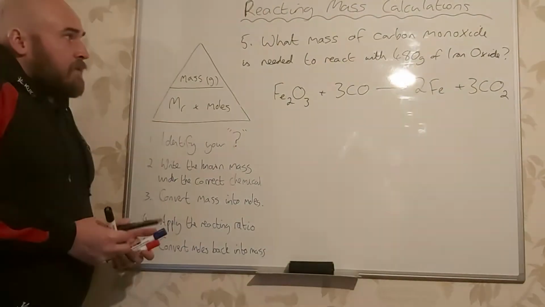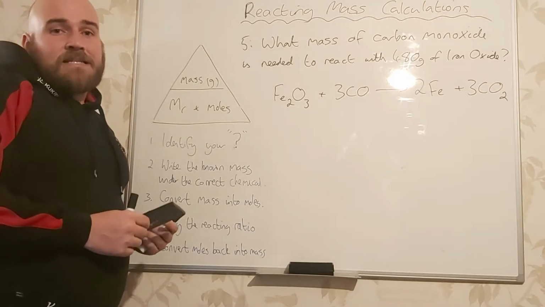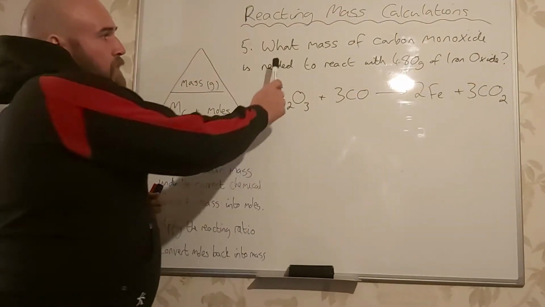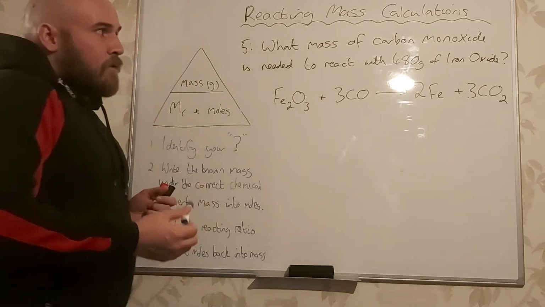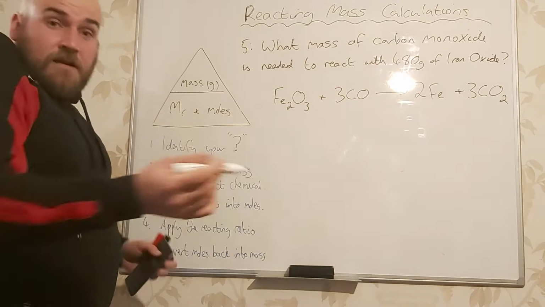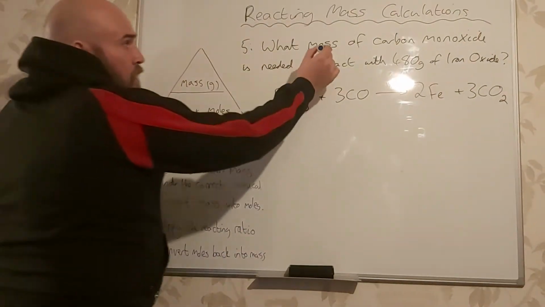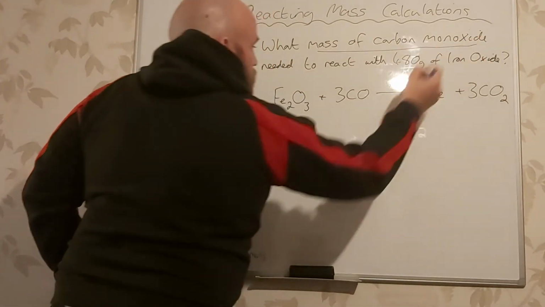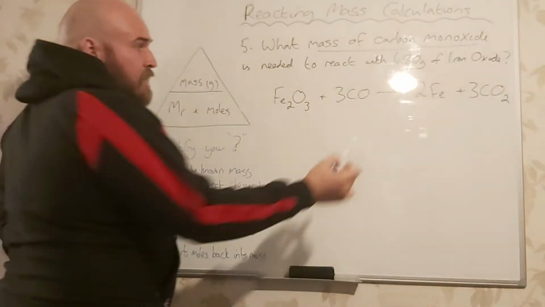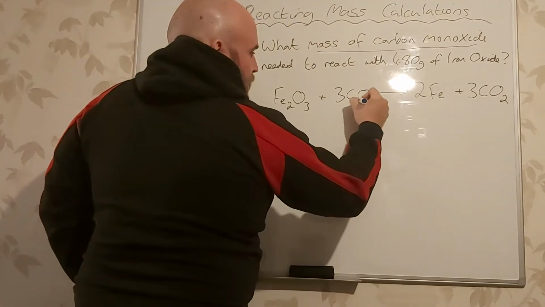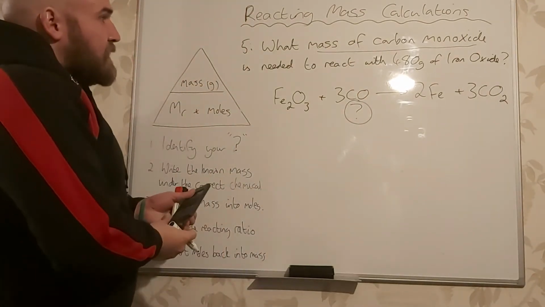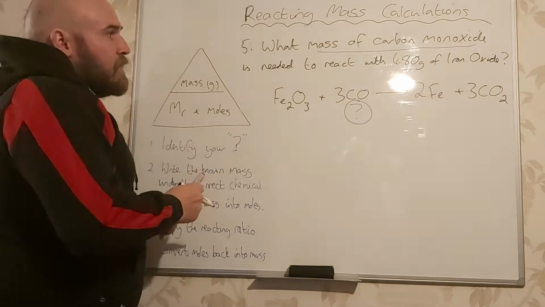Okay folks, so this is question 5 in your Reacting Mass Calculations 1 task, and it says what mass of carbon dioxide is needed to react with 480 grams of iron oxide. So again, first things first, identify the question mark. What mass of carbon monoxide? So which of these species here is carbon monoxide? Hopefully you've identified it as that. And it's needed to react with 480 grams of iron oxide.